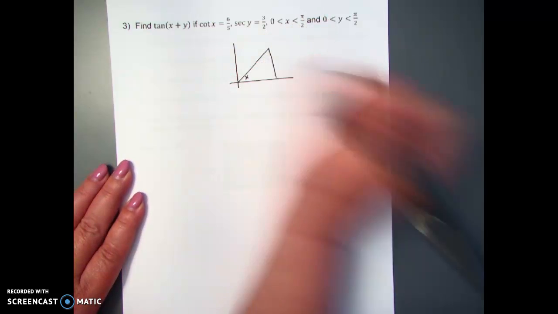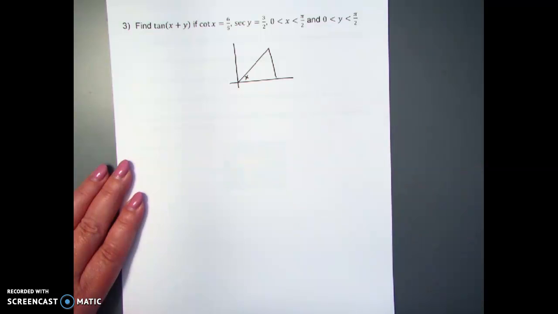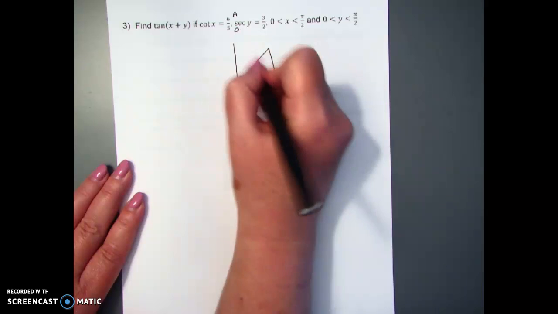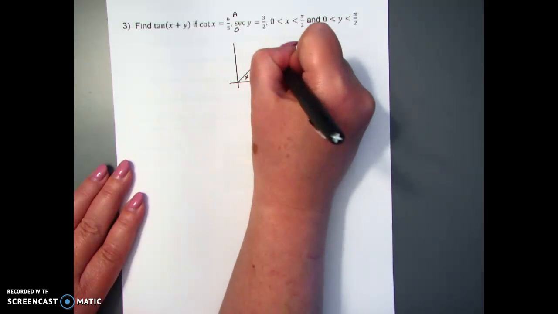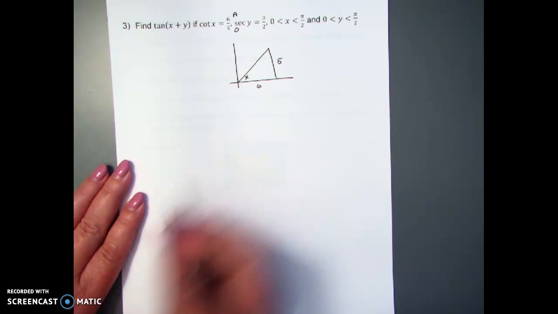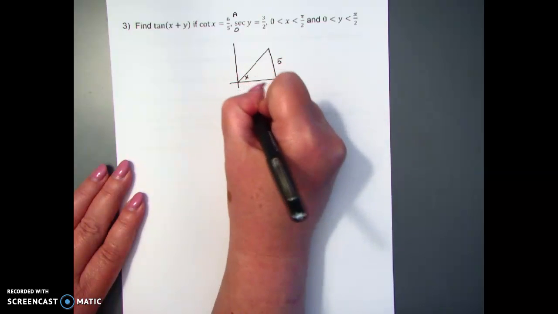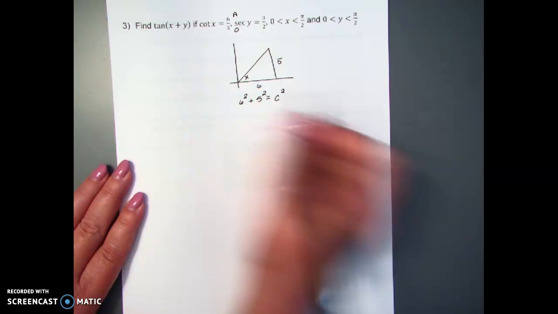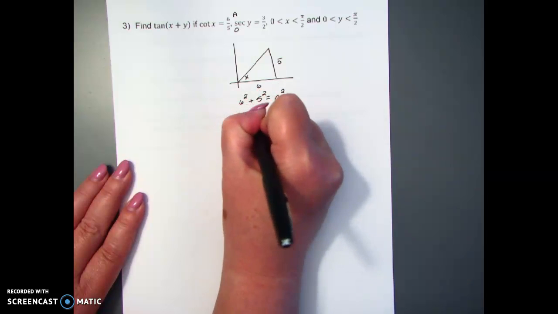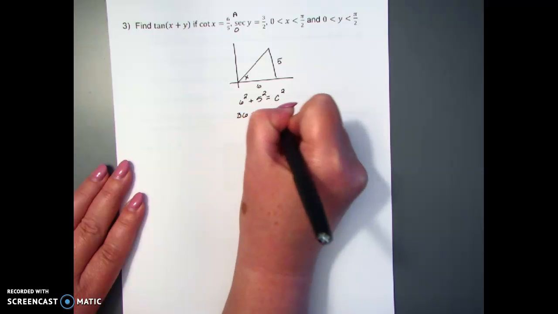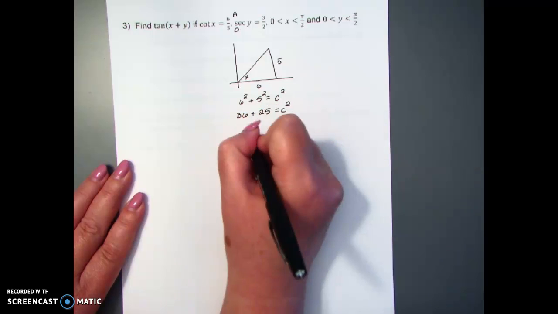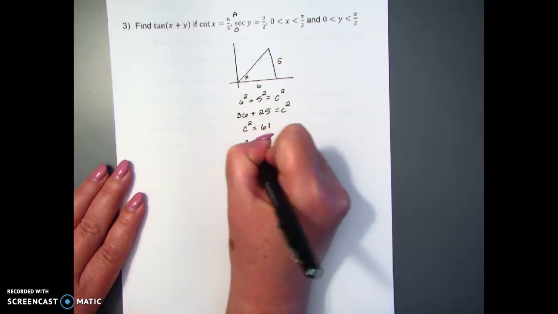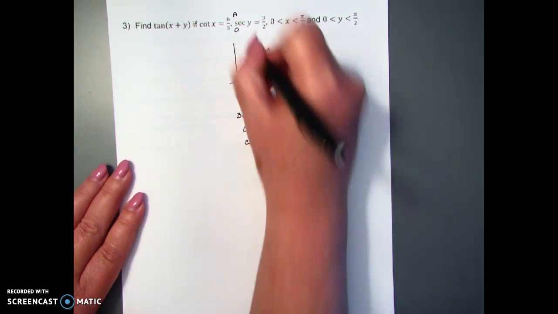So if this is x, cotangent is the reciprocal of tangent. So this is going to be adjacent over opposite. So that means this side is going to be 6 and this side is going to be 5. So then we would say 6 squared plus 5 squared is equal to the hypotenuse squared. So we get 36 plus 25 is equal to c squared. So that makes c squared equal to, I believe, 61. And c is equal to the square root of 61.